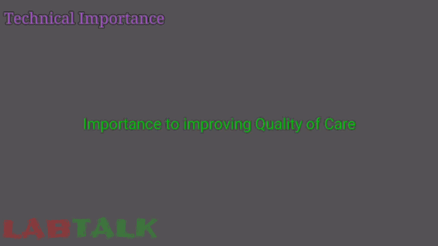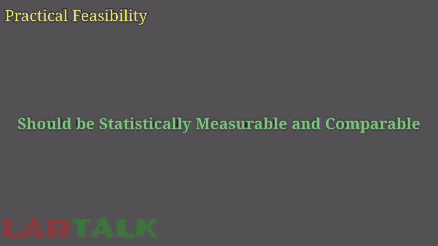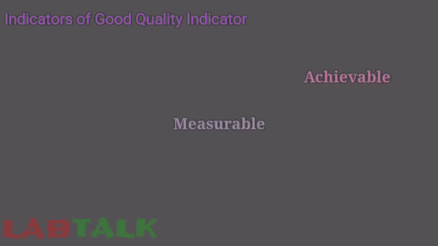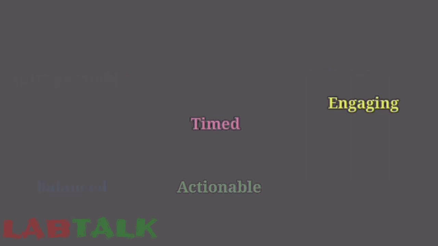Now, the technical importance of the quality indicator. It is indicated to be of great importance to improving quality of care, whether repeatability and reproducibility of the results is possible, whether it is practically feasible, and it should be statistically measurable and comparable. Timeliness and possible utilization of a quality indicator in clinical laboratory improvement should be seen. For this, we have to see some characteristics of a good quality indicator. A good quality indicator should be measurable, achievable, interpretable, actionable, timed, engaging, and balanced.